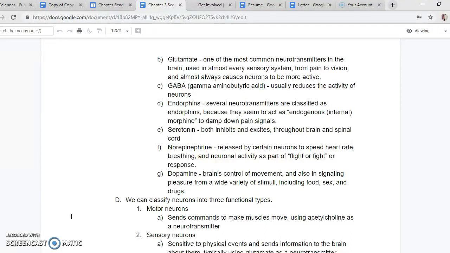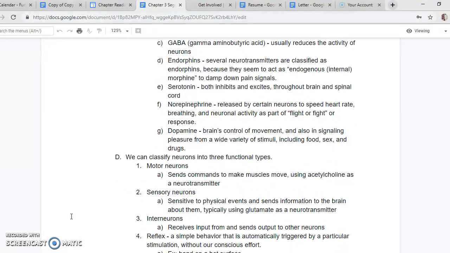Then we have serotonin, which both inhibits and excites throughout the brain and the spinal cord. We have norepinephrine, which is released by certain neurons to speed heart rate, breathing, and neuronal activity as part of the flight or fight response. And then we have dopamine, which is involved in the brain's control of movement and also in signaling pleasure from a wide variety of stimuli, including food, sex, and drugs.